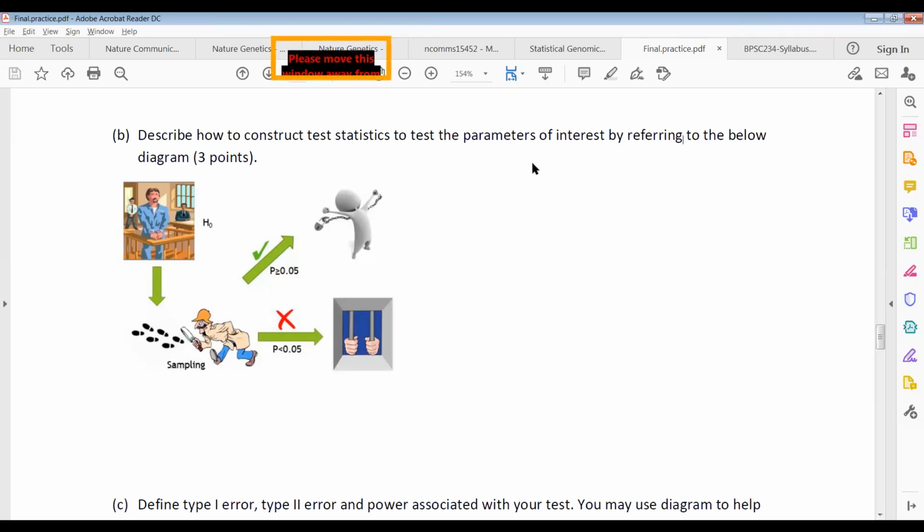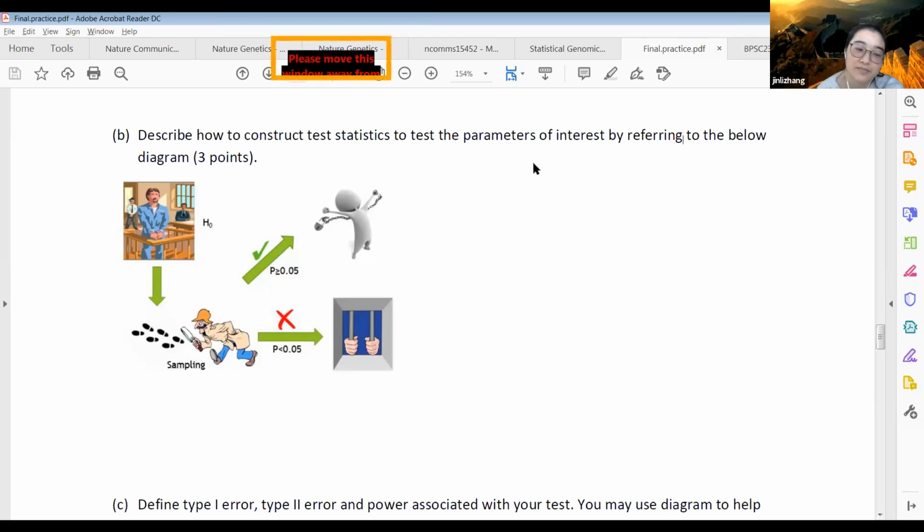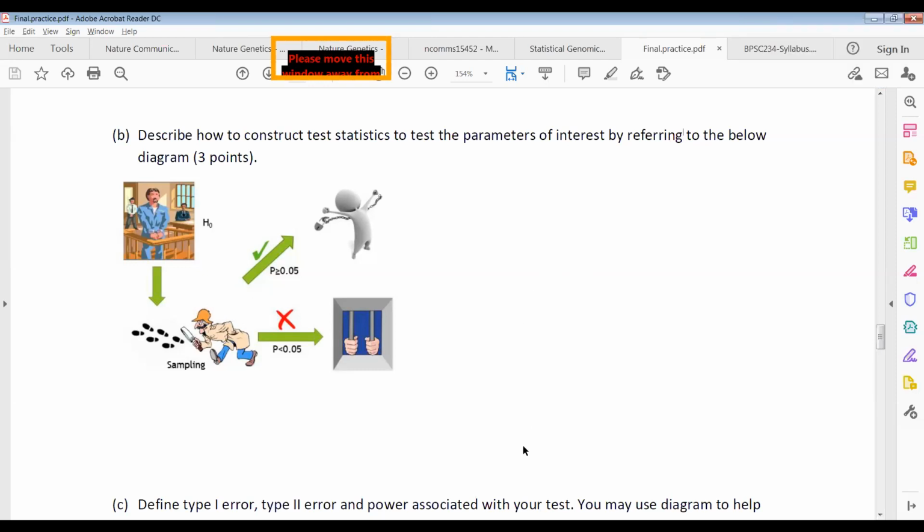You need to start from a hypothesis, that's the first step, and you need to end up with a conclusion step. So, based on this test statistic, if we get a p-value greater than what, then we do what? If less than what, then we do what? Something like this, the steps.